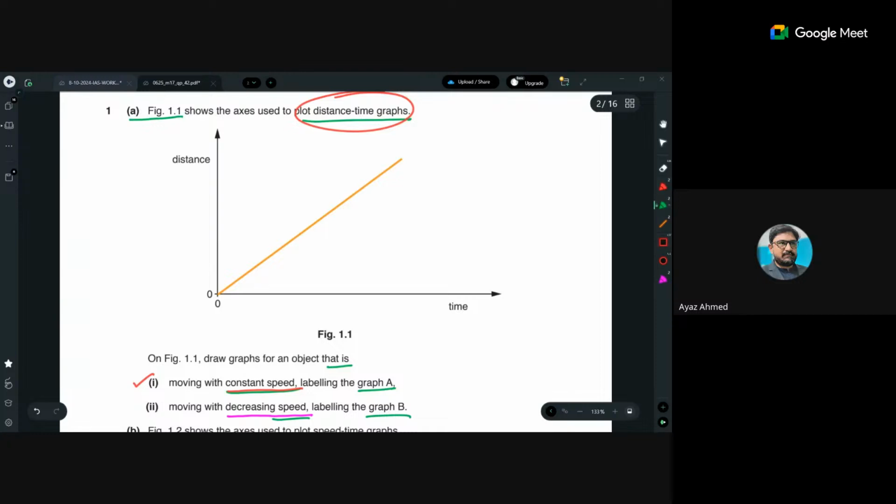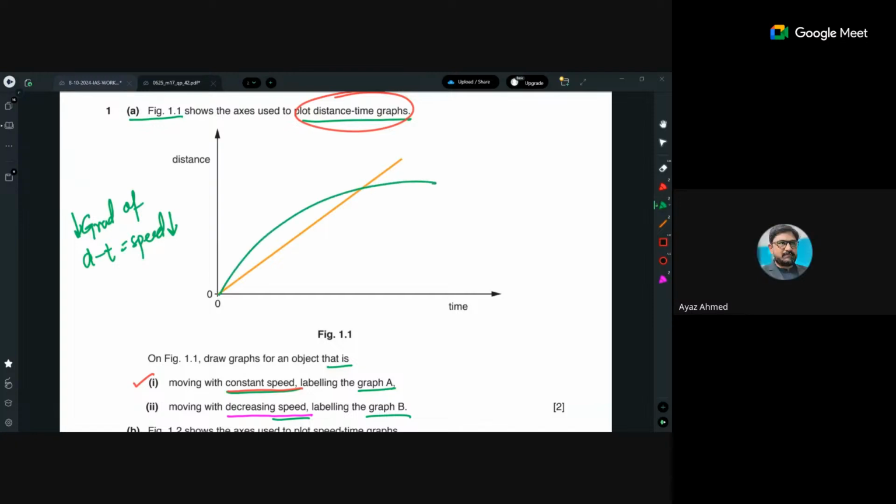Feature of gradient. You know, the gradient of distance time is equal to speed. So if speed is decreasing, it means the gradient should be decreasing gradually. Is it? This one. Yeah.